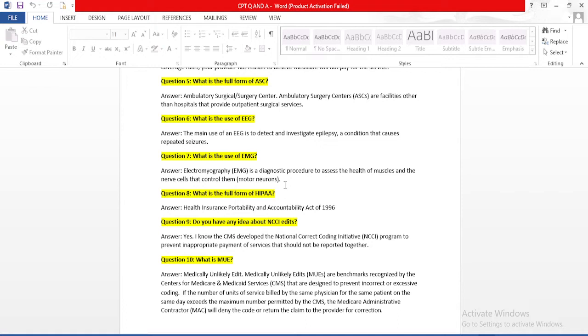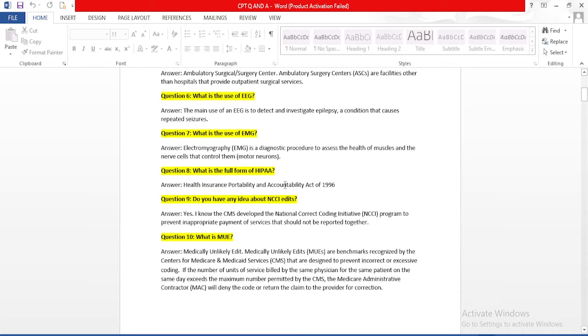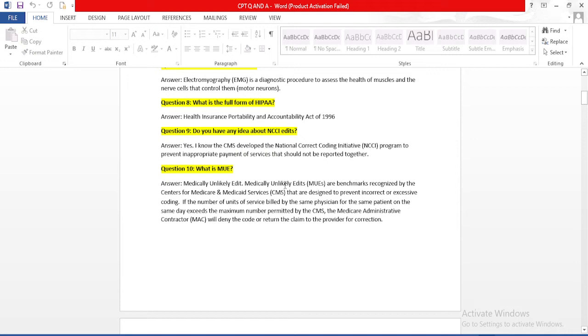Next one, what is the use of EMG? EMG means electromyography, a diagnostic procedure to assess the health of muscles and the nerve cells that control them, like motor neurons. Here myo means muscle, graphy means recording. Using electric signals, the physician will record the muscles. Next one, what is the full form of HIPAA? HIPAA means Health Insurance Portability and Accountability Act of 1996.